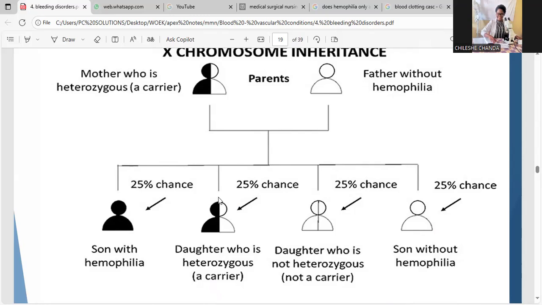The daughters, on the other hand, we have a 25% chance of one of them having the hemophilia A on her X chromosome too, meaning she's also a carrier like the mother. However, these other two will not carry any hemophilia A.